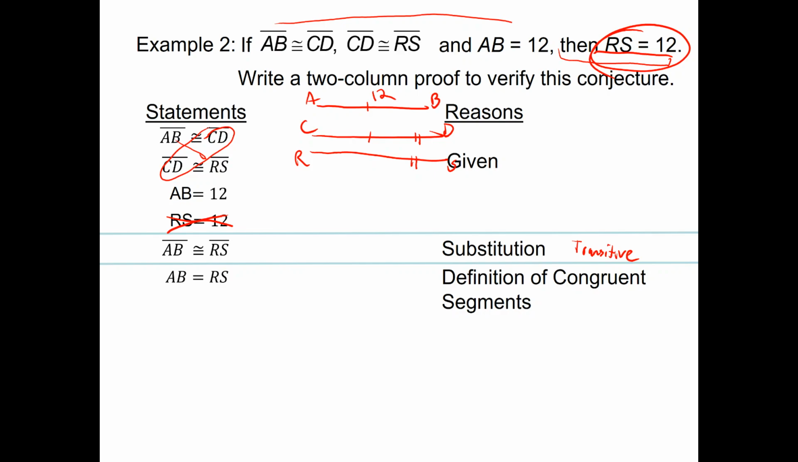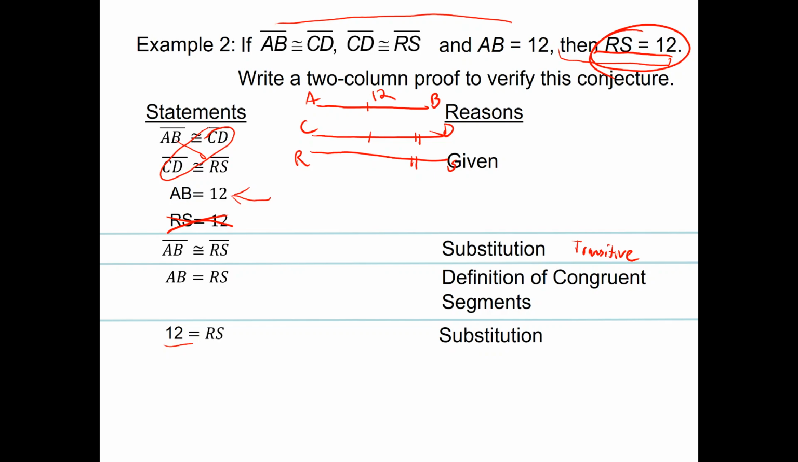Now that I know that the length of AB is equal to the length of RS, and the length of AB equals 12, then I know I can substitute in, replace the AB with a 12, which is what this is doing right here. I'm able to do that by a substitution step.